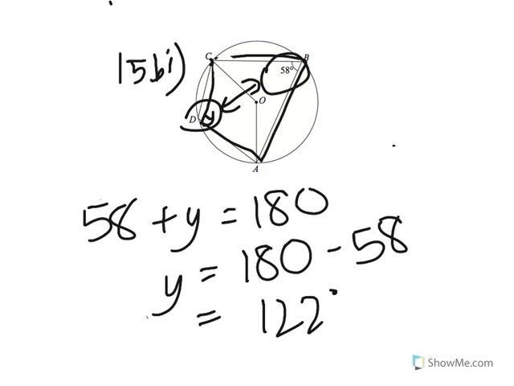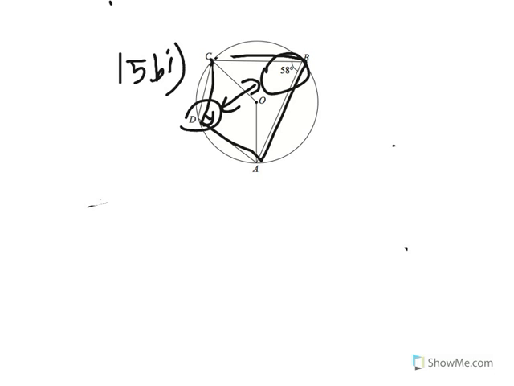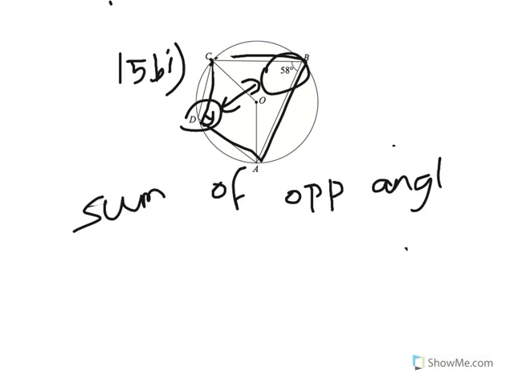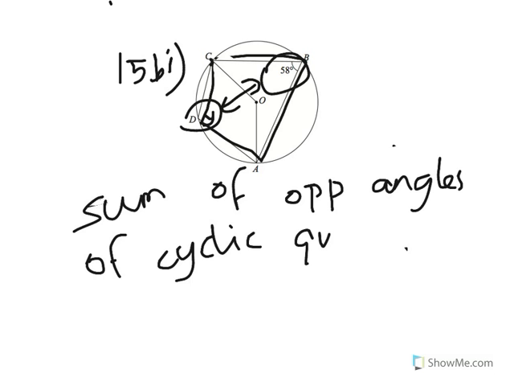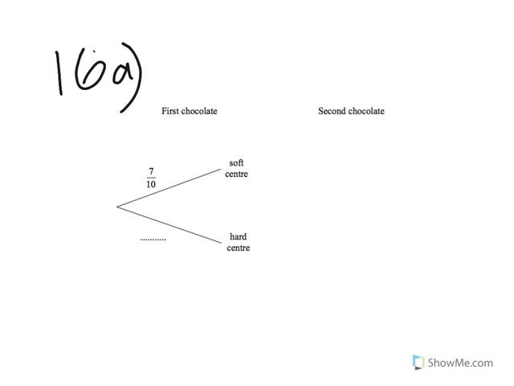And the reason behind this, which is 15b2, is because the sum of opposite angles of a cyclic quadrilateral equals 180 degrees. And a cyclic quadrilateral, remember, is where all four corners of the quadrilateral are touching the edge of the circle, which makes it cyclic. So question 16.